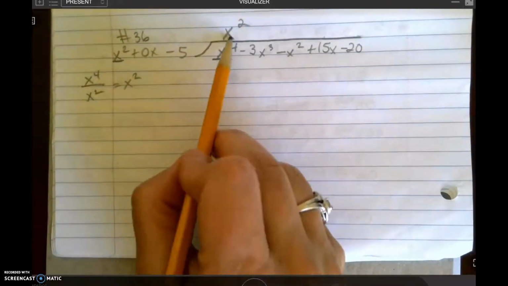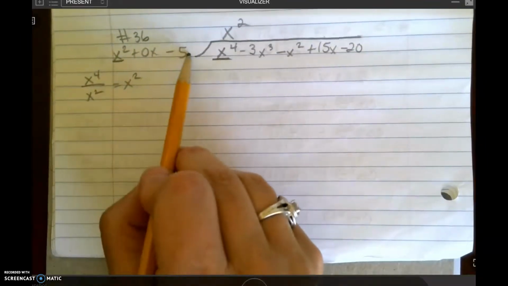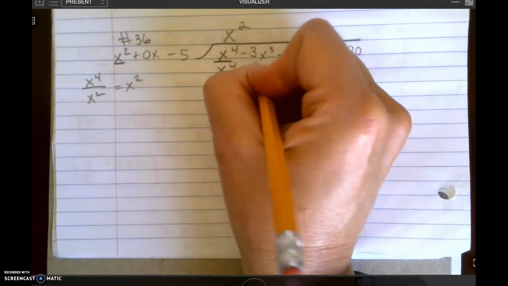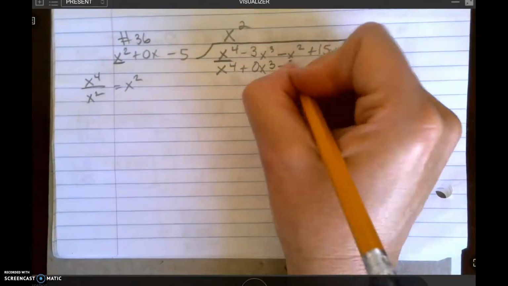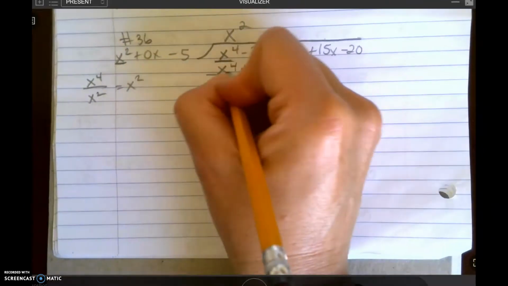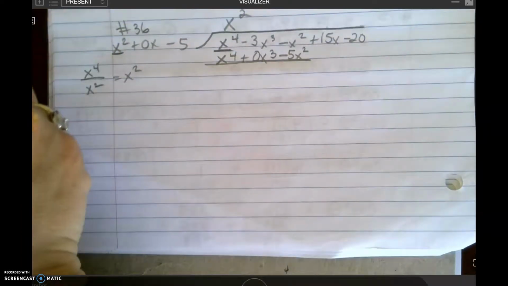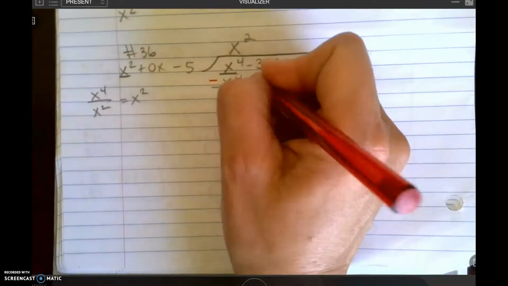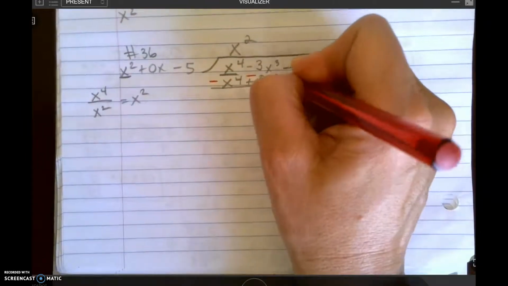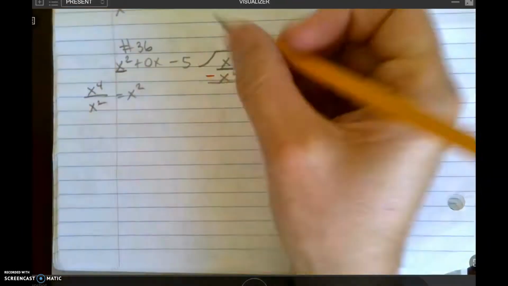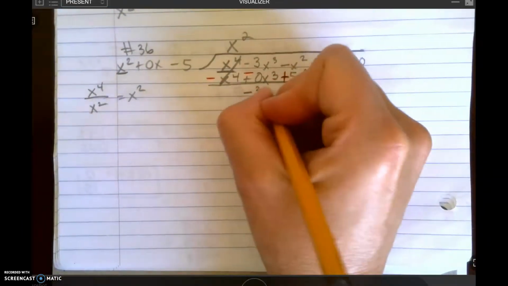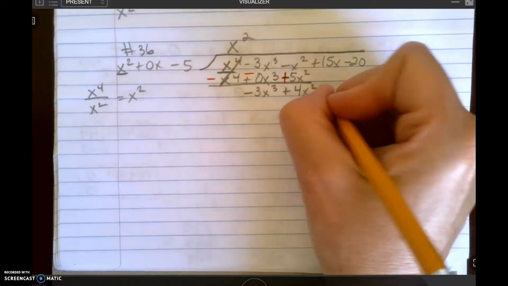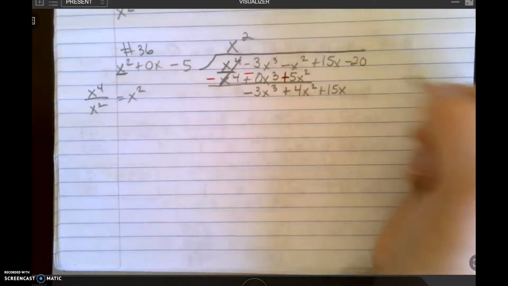I'm going to take that x squared and multiply it by each of these terms. I get x to the fourth plus 0x cubed minus 5x squared. Because I'm subtracting, I change my signs to the opposite. This becomes a negative, negative, and this becomes a positive. And I get negative 3x cubed plus 4x squared plus 15x.